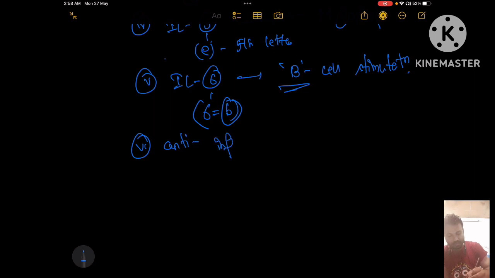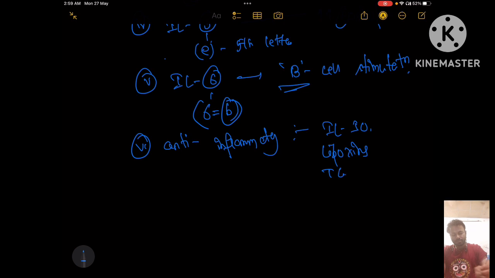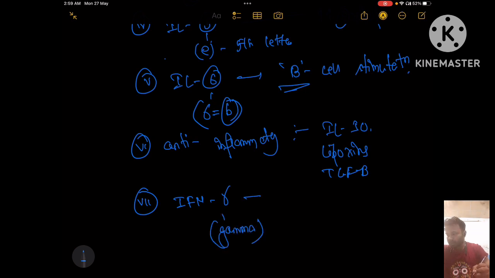Anti-inflammatory property is seen with interleukin 10, lipoxin, tumor growth factor beta. Next, interferon gamma. Gamma, so granuloma formation.